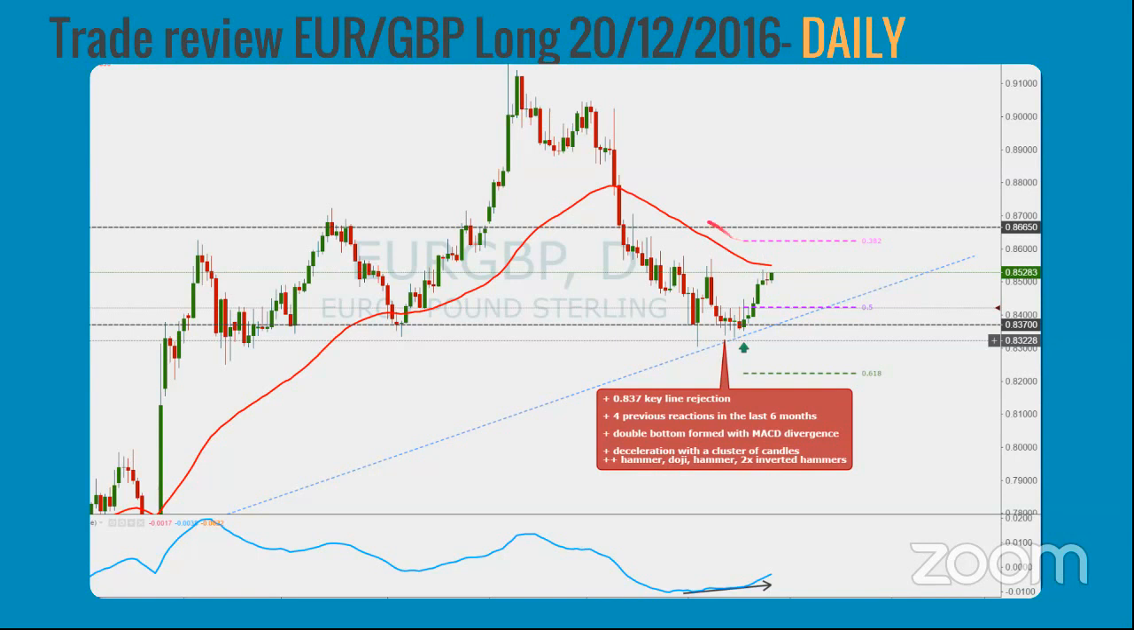So what I saw was after price rejected this 0.837 line, and we can see the rejection here, here, the third one here, and the fourth one here. That's the fourth rejection of this 0.837, right? Horizontal lines, technical analysis, module 2, one of the lessons, we treat that extensively.